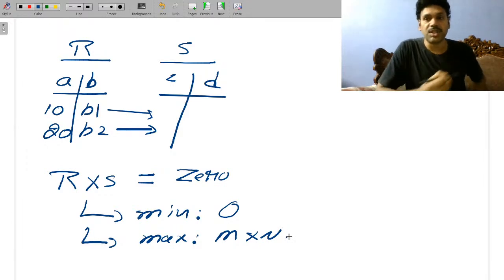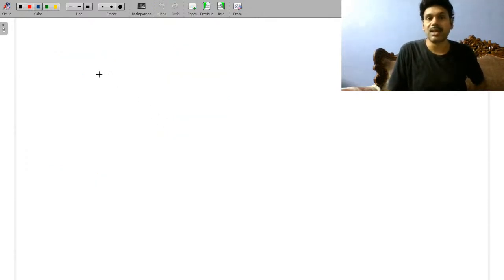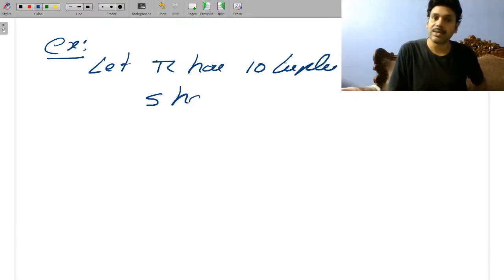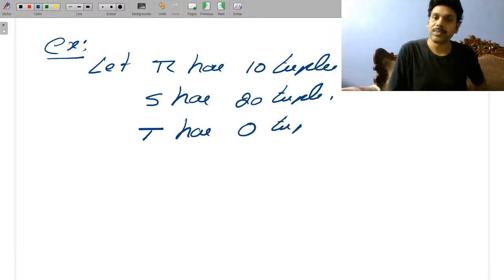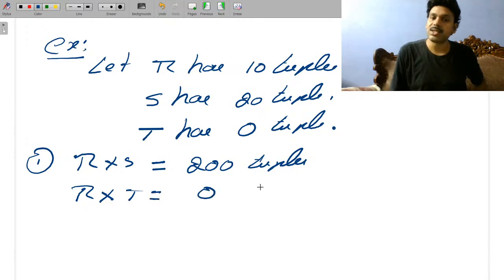So what kind of questions do we expect on this kind of cross product? Let us see how the examiner may ask you. For example, let R have 10 tuples, S have 20 tuples, and T have 0 tuples. Observe carefully, friends. If I ask the first question, what is R cross S? You can all say clearly that you are going to get 200 mappings. This is the maximum. If I ask what is R cross T, your answer is 0 mappings.